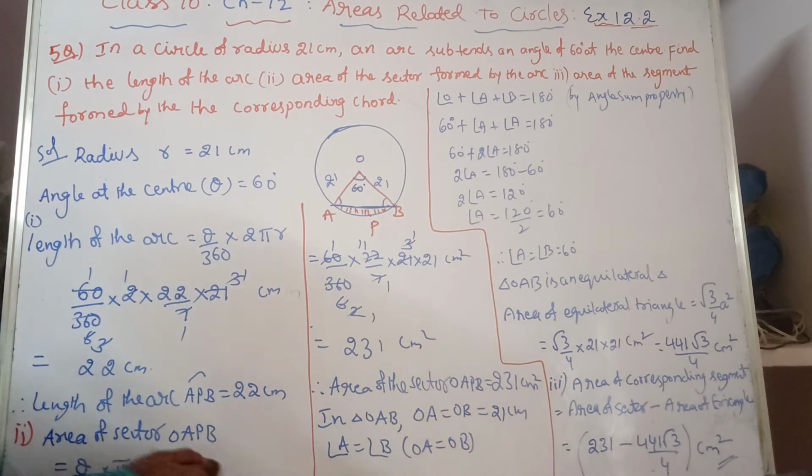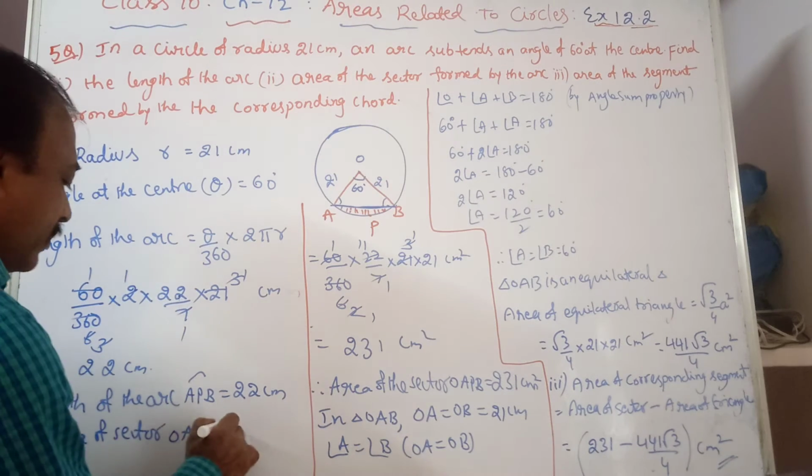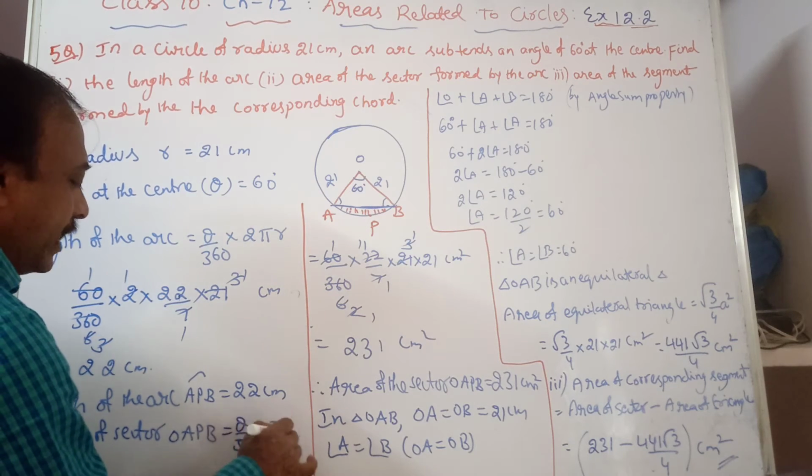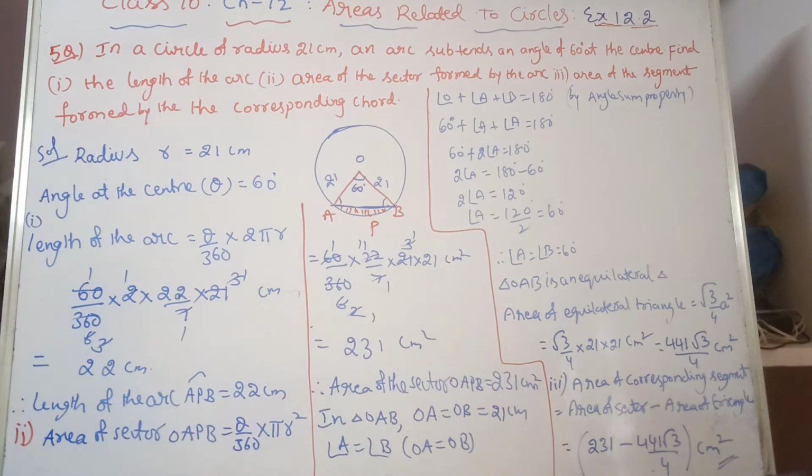Here, the area of the sector, it's not visible on the board, so I am writing this side, which is equal to theta by 360 into pi r square. Theta by 360 into pi r square, that is the area of the sector. Is it clear, students?